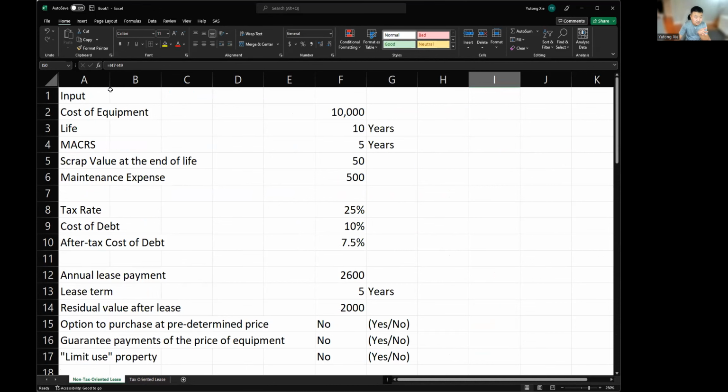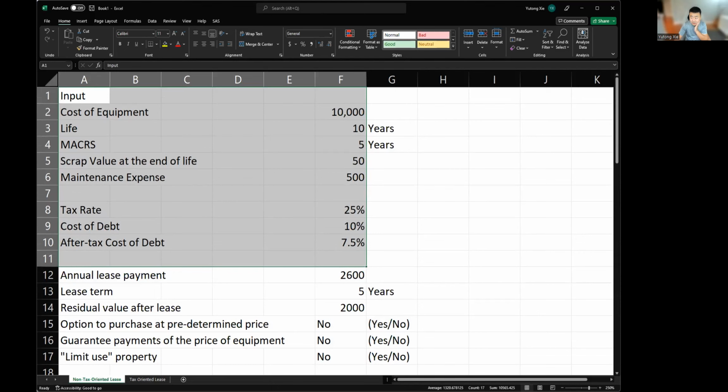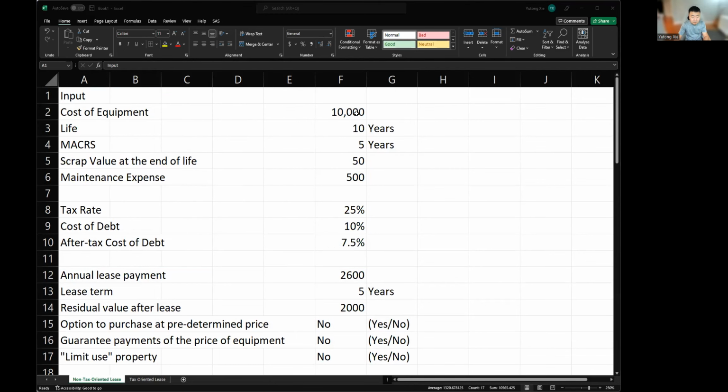The reason I do it is because whatever is on the top is going to be very similar. So for example, the cost of equipment, we just need to change the number. It's going to be 36,000, right? The life will be 4 years. The MACRS will be 3. The maintenance cost will be 3,000. The salvage value at the end of life doesn't matter, I'll just say 0.